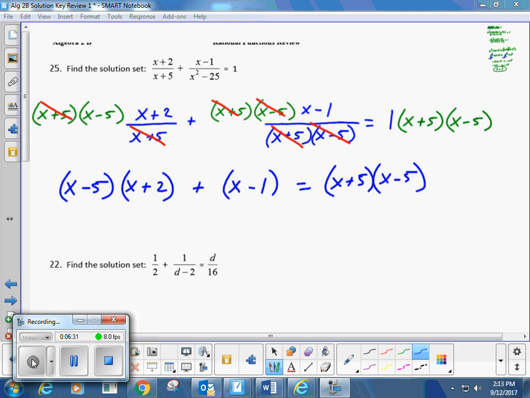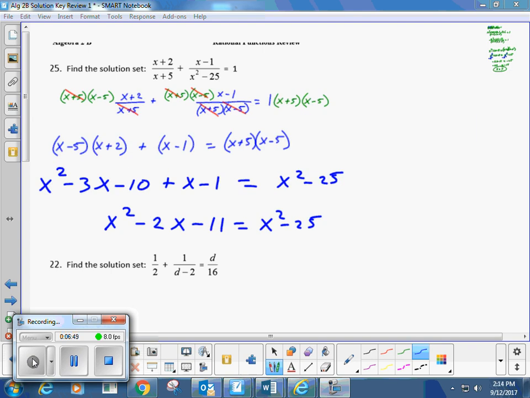Now I can multiply these pieces together, so I get x squared minus 3x minus 10 plus x minus 1 equals x squared minus 25. And I'll just start to collect some like terms. And I'm pretty much back where I was before. I subtract the x squared on both sides, and they add up to 0. And I move my 11, and I have negative 2x equals negative 14, and x equals 7, just like it did last time.